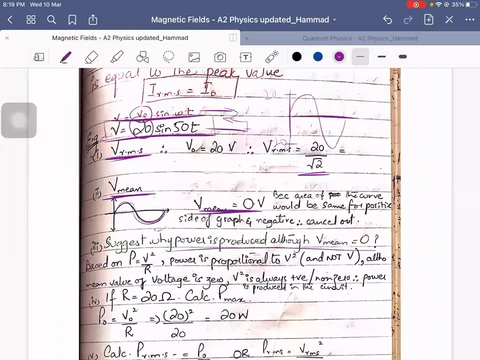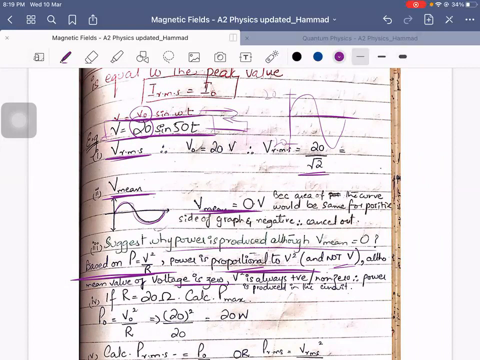Suggest why power is produced although V mean is 0. Now, based on the fact that P = V squared upon R, power is proportional to V squared and not V. Although the mean value of the voltage is 0, V squared is positive.